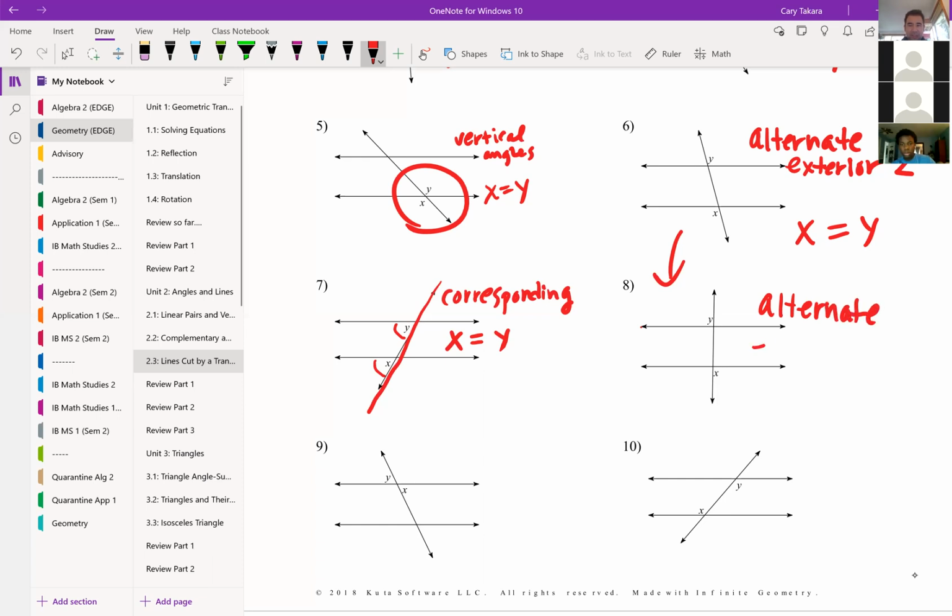Alternate exterior angles. Because both of them are outside of the parallel lines, that's exterior. And one is on the left side, one is on the right side, so that's alternate. And they are equal to each other. Y equals X, X equals Y. It doesn't matter which one you are, yeah, very good.